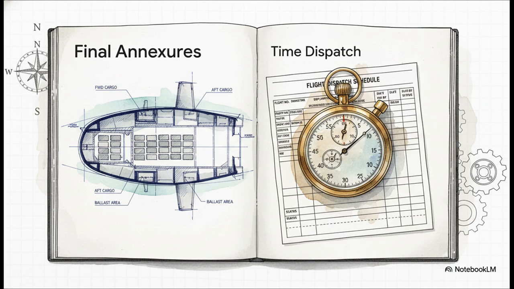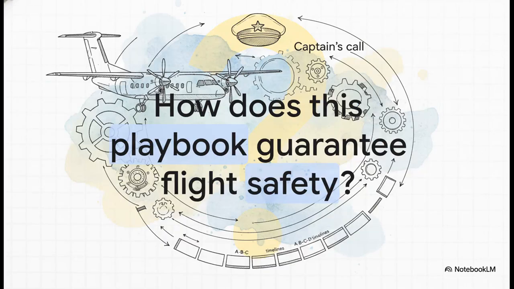It's these kinds of meticulous, highly organized details that keep the entire operation running smoothly and safely. So I want to leave you with this thought. When you step back and look at the whole picture, the rules, those strict ABCD timelines, the undeniable authority of the captain's call, it becomes incredibly clear just how massive the safety net of the MEL really is. It guarantees that even when our Bombardier Q400 isn't 100% perfect, it is still rigorously evaluated, restricted where necessary, and proven absolutely safe for the journey ahead before the wheels ever leave the tarmac.